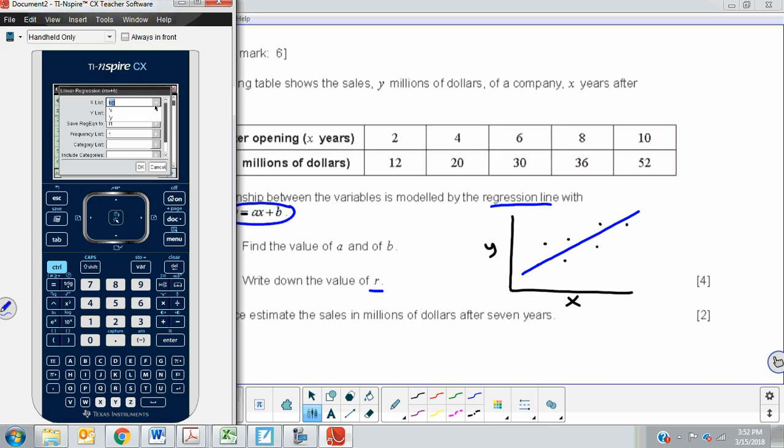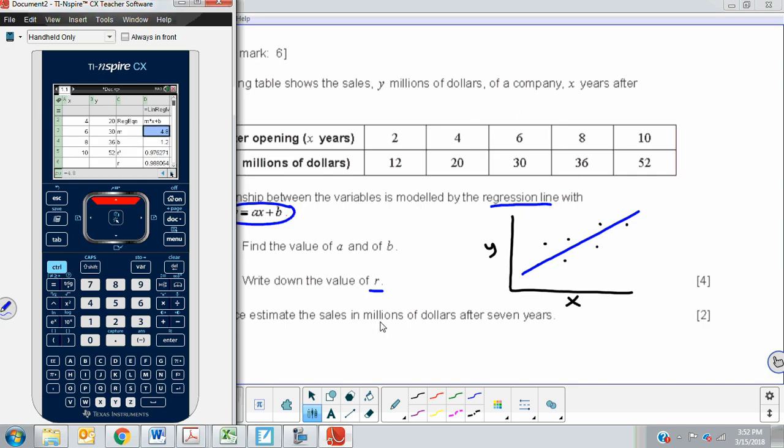From each of these drop-down menus, I have to select what I've named my variables. So X list and Y list, I named them X and Y, and that's all you need to do on this screen. When you hit OK, it's going to spit out a bunch of information. You can see it has an M value there, a B value there, and later on down the page there's an R value. We're going to end up needing all of those in this question.